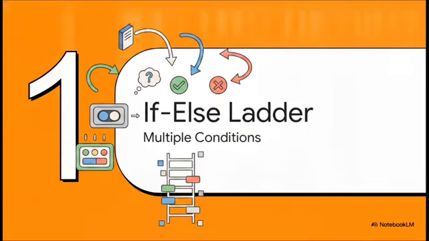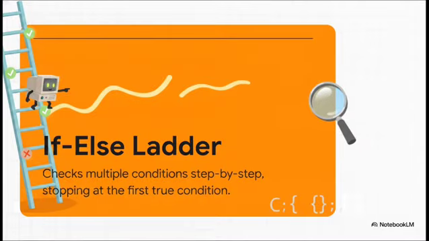Starting with the if-else ladder concept for checking multiple conditions. So what exactly should we do when checking just one condition is simply not enough? Enter the if-else ladder, a programming structure that checks multiple conditions step by step. Imagine a literal physical ladder. The computer climbs down rung by rung.